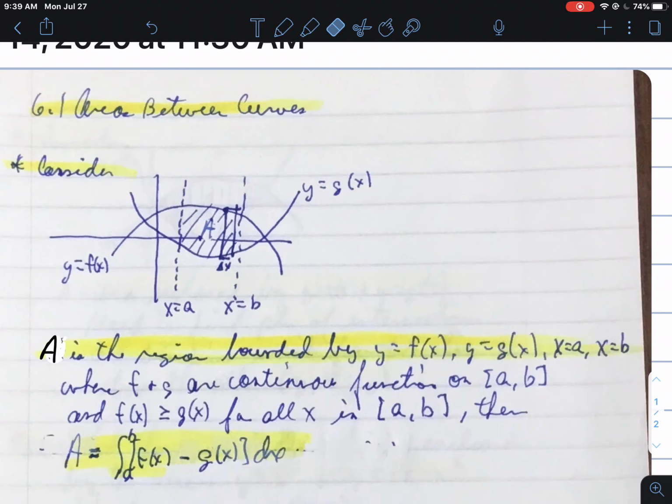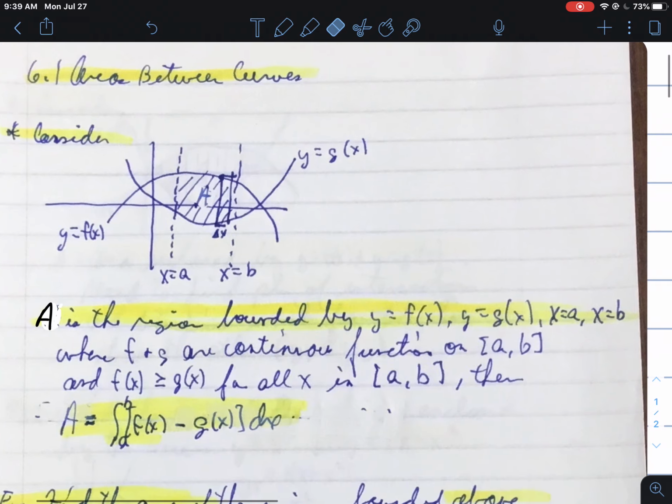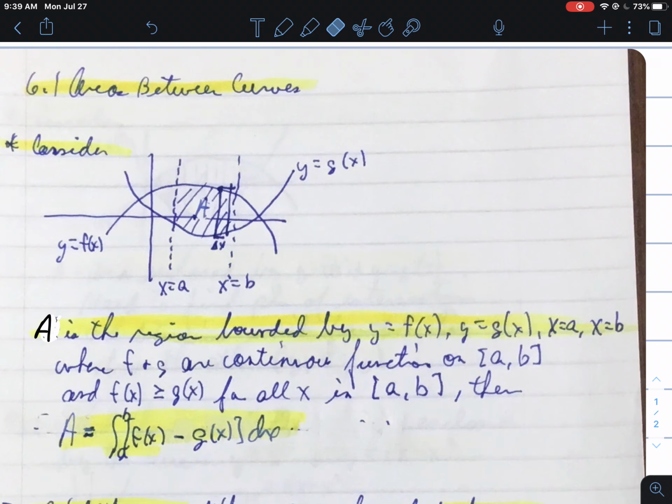Section 6.1, area between curves. All right. So back in chapter 5, when we introduced the integral, one of the contexts that we gave to the integral, or one of the applications of the integral, was finding the area under a curve. And when we said area under the curve, what we actually meant was we were looking at the area bounded by the curve and the x-axis.